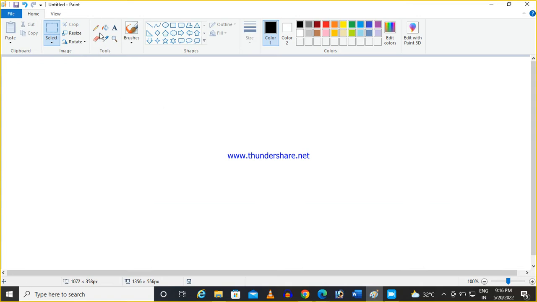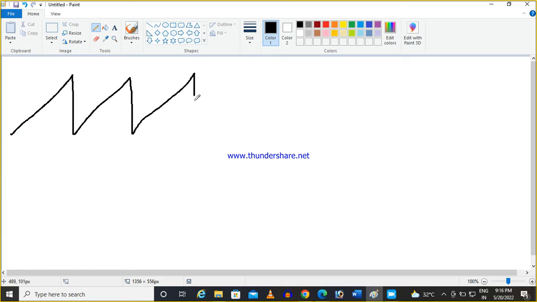So there are different timers. One is the fast timer. Fast timer is, it goes like this and immediately it is dropped to initial and goes again. This is called fast counting.